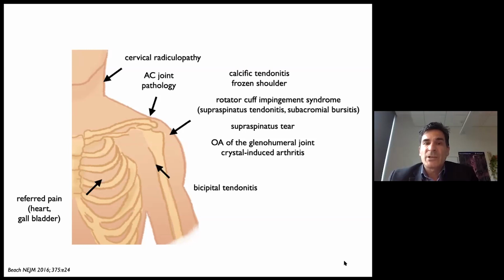Moreover, shoulder pain can also be the result of a cervical radiculopathy with pain radiating to the shoulder, or the patient may have referred pain because of an internal organ disease: gallbladder for the right shoulder, or heart disease could present with pain in the left shoulder.